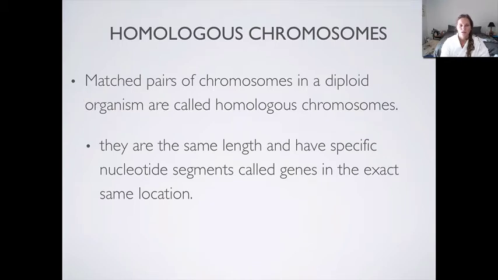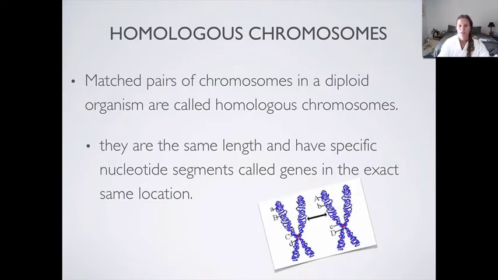The homologous chromosomes are the same length as their pair. So the two homologs are going to be the same length. They're going to have the same specific nucleotide segments, which are called genes, in the exact same location. So we have genes that code for all of our traits: eye color, blood type, curly hair, straight hair, left hand, right hand, you name it, there's a gene for it. And so homologous chromosomes are chromosomes that are paired, they're the same length, and they have the same genes in the same locations on each of the homologs.